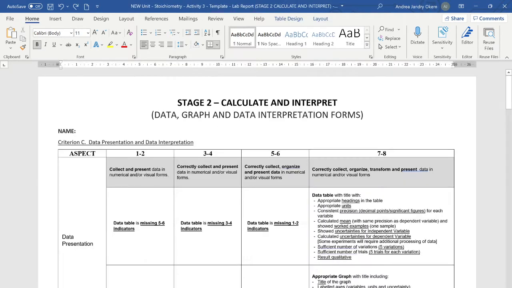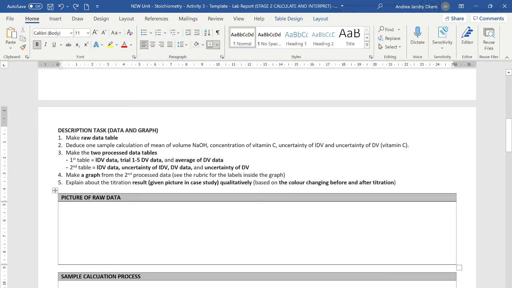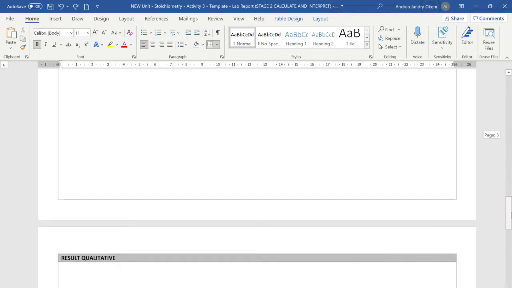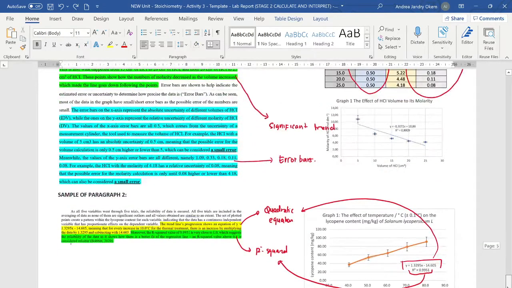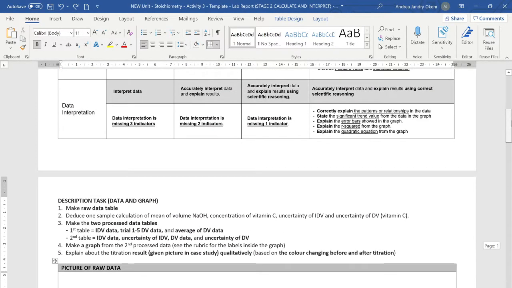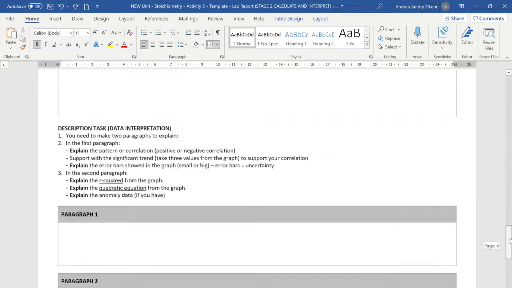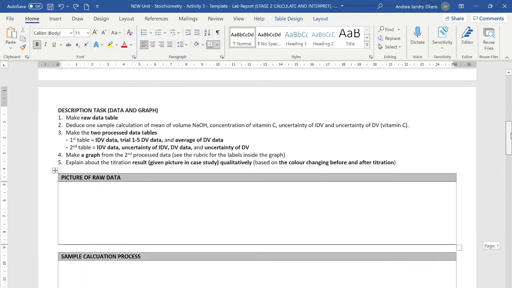Okay, so go back to the template. So this is the rubric. There are two things that you need to do in this stage: data and graph, analyze the data and graph, and the data interpretation. I put also a sample. So this template, if you pick the long instruction, you will get the sample, but if you pick the short, you don't have the sample.